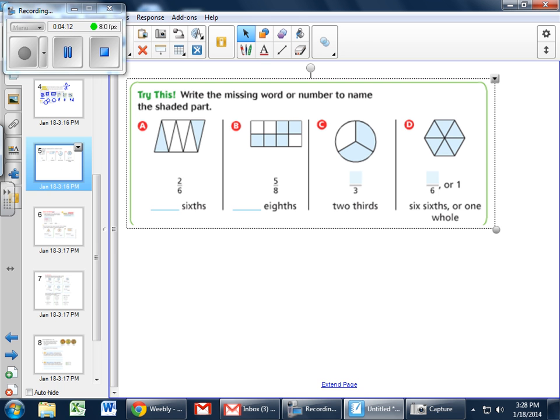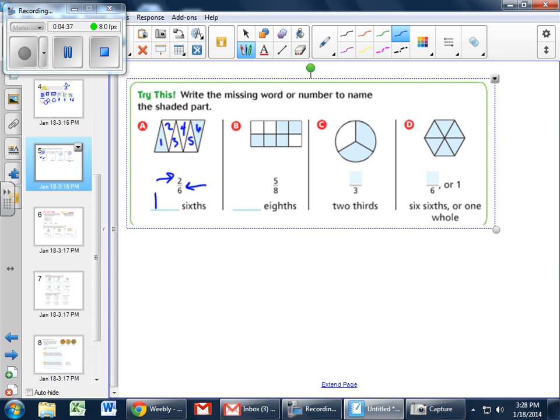Moving to your next page on 320. The try this part says write the missing word or number to name the shaded parts. Okay, so we have 1, 2, 3, 4, 5, 6 equal sized shapes. Okay, how many of them are colored in is 2 out of the 6. So we have 2/6.